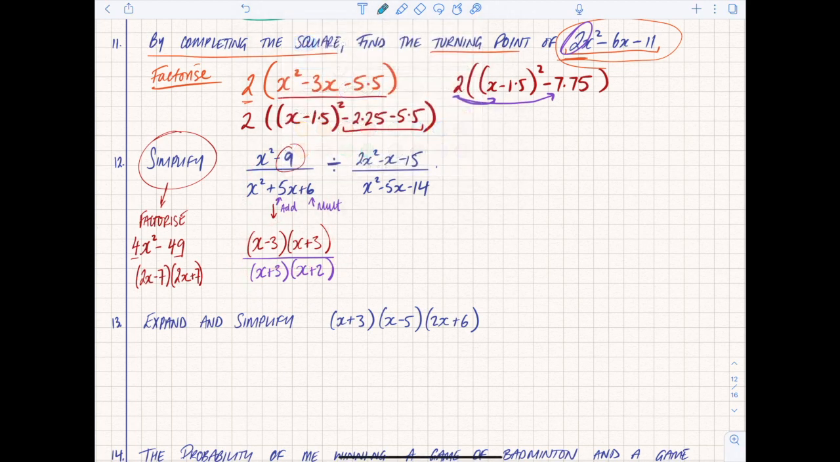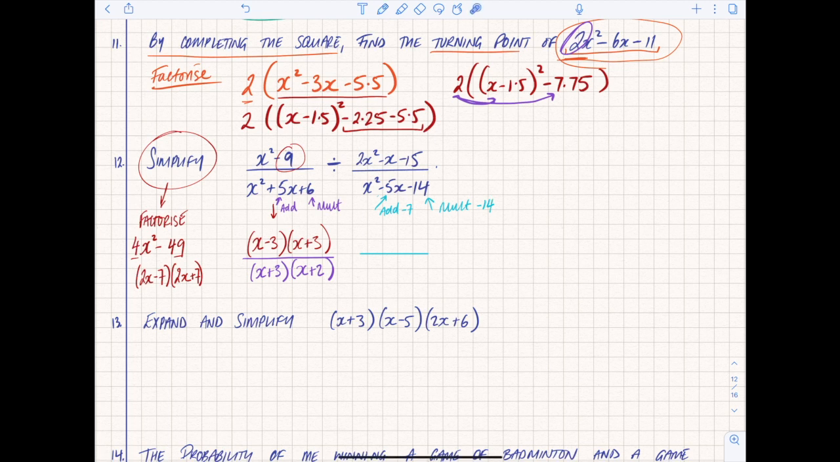Now I'm going to do exactly the same to this right-hand fraction. So I've factorised the left-hand fraction. Now I'm going to factorise the right. Let's do the bottom bit first of all, because that's a little bit easier to factorise. So I'm looking for 2 numbers here that add to minus 7 and multiply to minus 14.